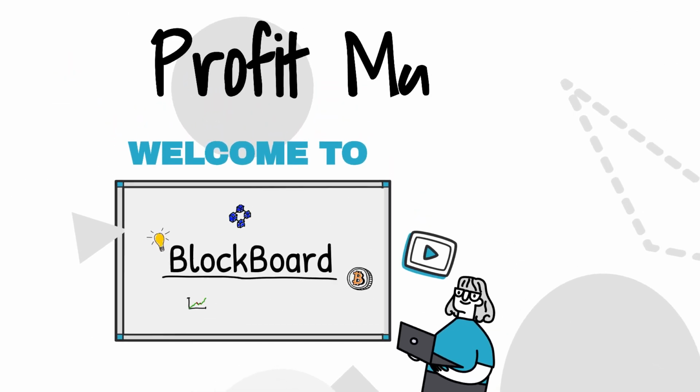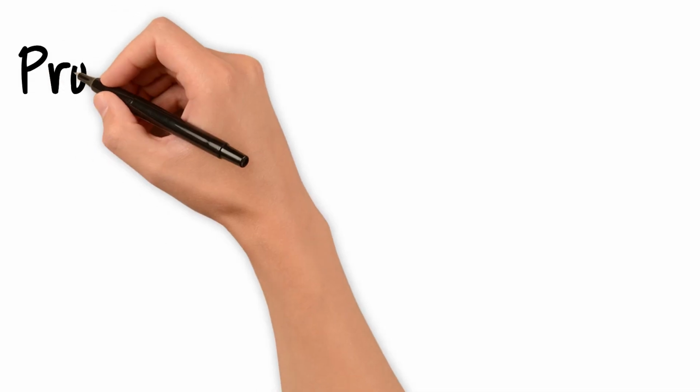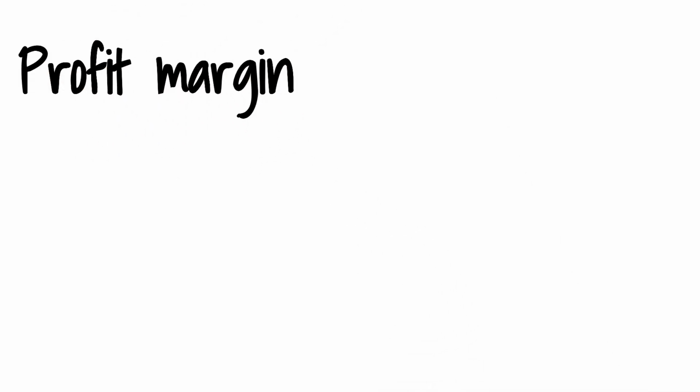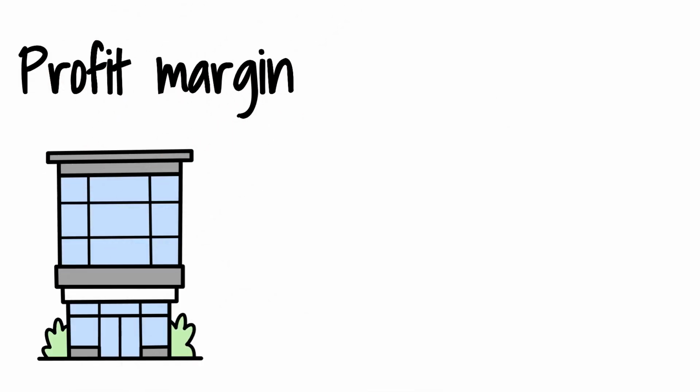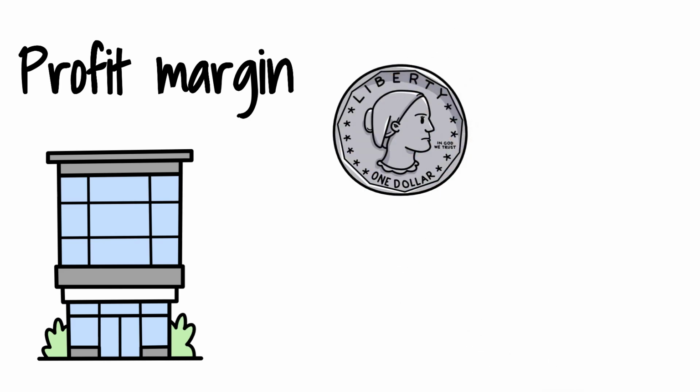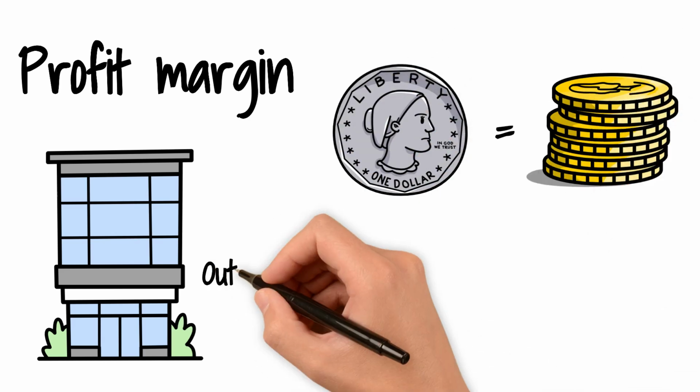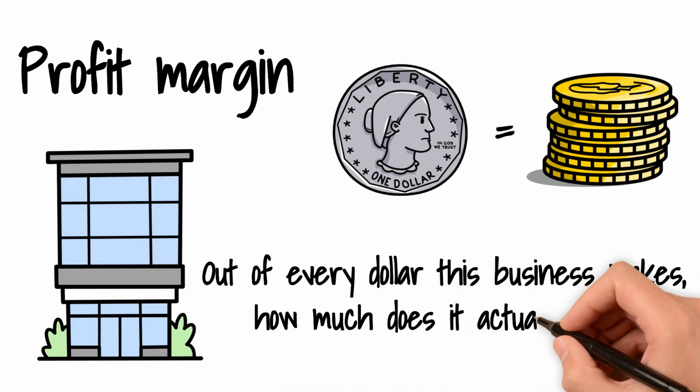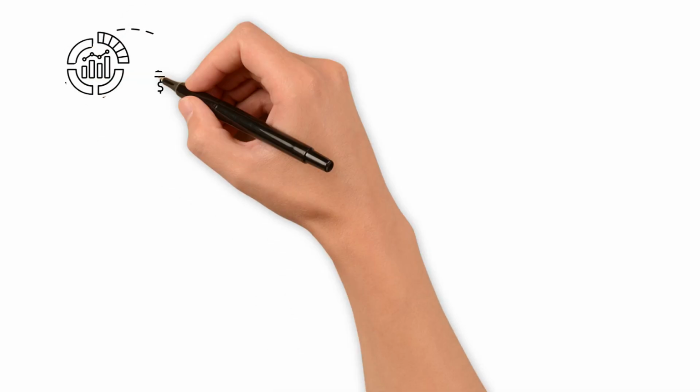Today, let's uncover profit margin. Profit margin is a financial ratio that shows how much profit a company keeps from every dollar it earns in sales. In simple terms, it answers the question: out of every dollar this business makes, how much does it actually keep? Profit margin is calculated using a simple formula.